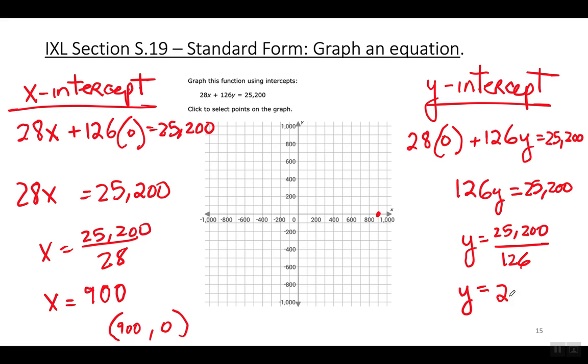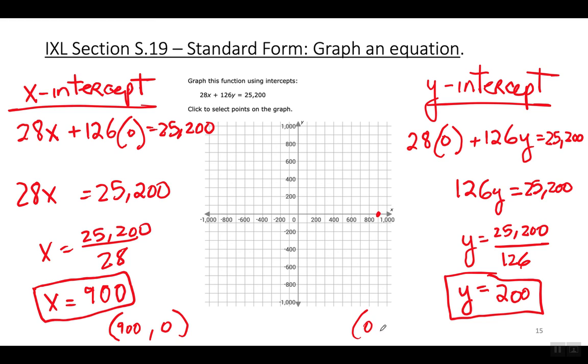And y is going to equal 200 when I divide. I use the calculator for that one as well. All right, there's times when you should try not to use a calculator, but there's times when it makes sense to use a calculator. And for these types of numbers, you should definitely use a calculator. I'm using one for this part. So when x is 0, y is 200.